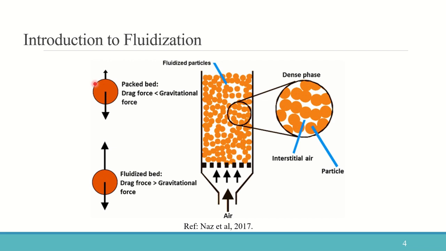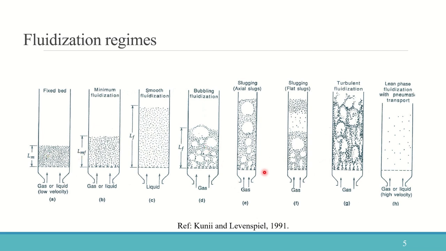This variation of the bed from packed bed to fluidized bed happens because of the increase in the fluid velocity. So this is the fluidized bed. As we can see, the voidage inside the bed increases in the fluidized bed compared to the packed bed. In the packed bed, the voidage is lower than in the fluidized bed. As we can see, there is comparatively more interstitial air volume in the fluidized bed than in the packed bed. So this is the fluidization concept and fluidization regimes.